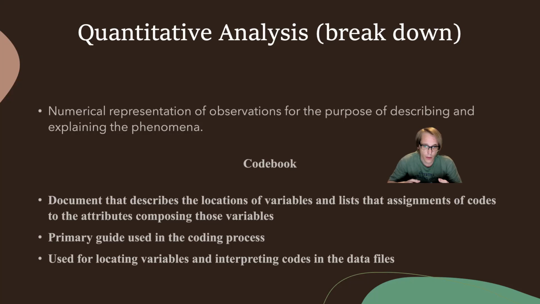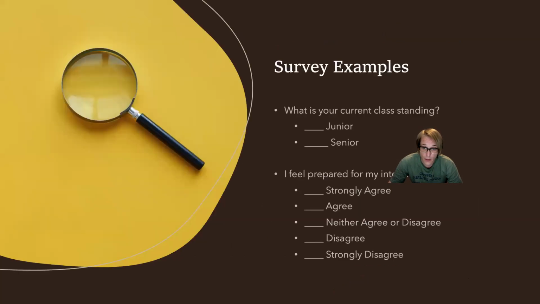We'll come up with a variable name for each of the class standings. Choose no more than 8 characters and call it something that makes sense for you to know it by looking at it, that will differentiate it from the other variables in your study. So we could call it class stand, CLASTAND. Then you will assign a numerical code for each of the attributes, the value labels, junior and senior. We could say junior is 1, senior is 2.